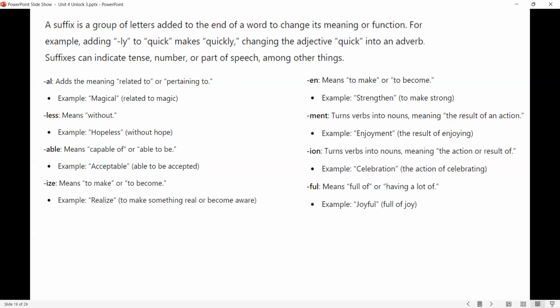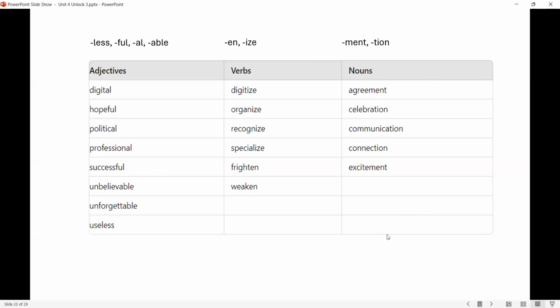So when you add a suffix to a word, the part of speech changes. Just remember these examples. Magic is the noun, magical, adjective. Quick is the adjective, quickly is the adverb. So when you add the suffix, it comes at the end of a word, it changes the part of speech.